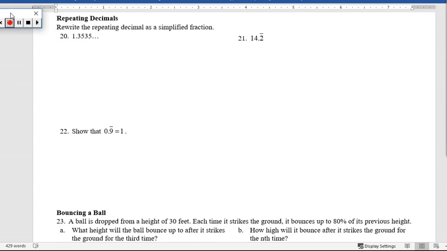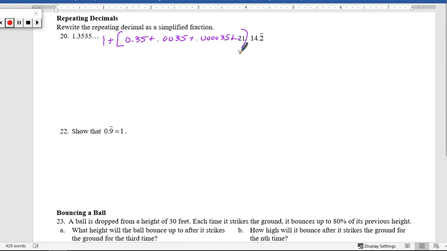Okay, so we're going to continue with our geometric series and sequences here with just some application problems. First one is just repeating decimals. I could rewrite this as 1 plus 0.35 plus 0.0035 plus 0.00035, and that would continue.